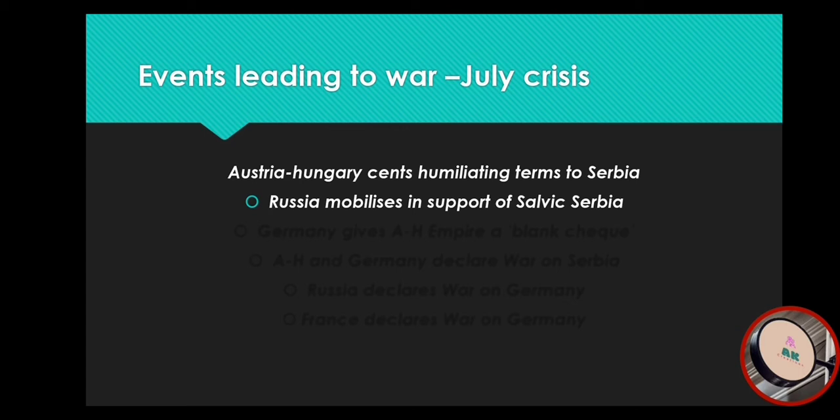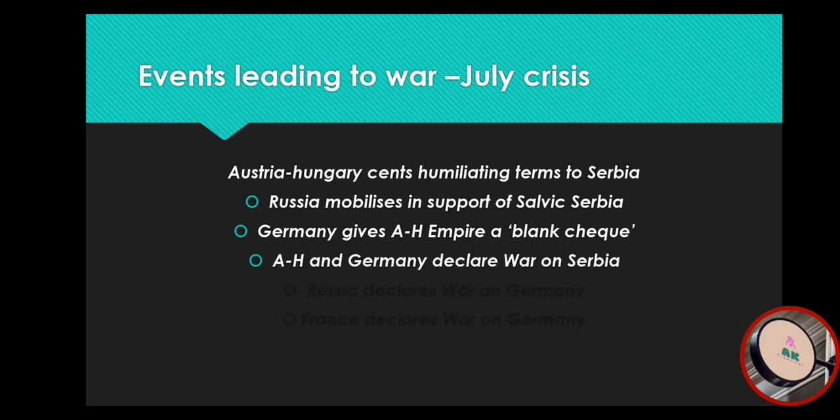Russia supported Serbia. Germany gave Austria-Hungary a blank check. Austria-Hungary first gave a humiliating letter to Serbia, but Serbia did not agree and sent it back, and then they declared war. Austria asked Germany for help, and Germany said, yes, I'm with you. So they declared war.